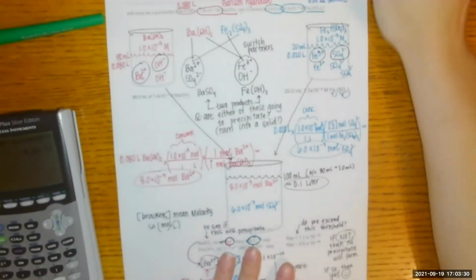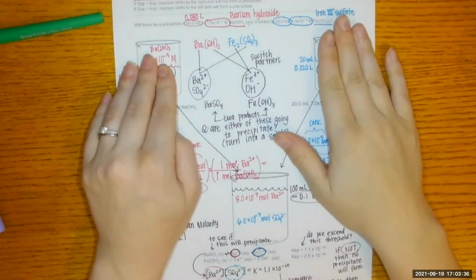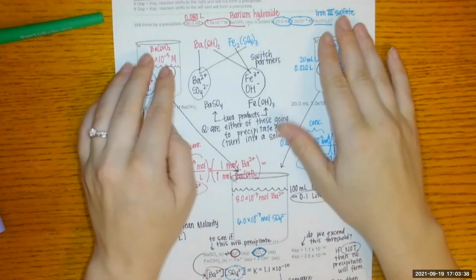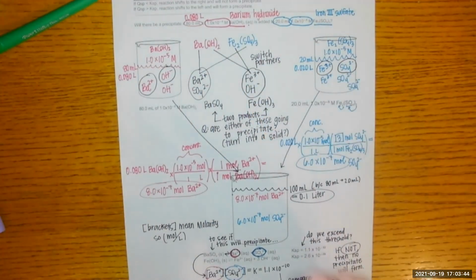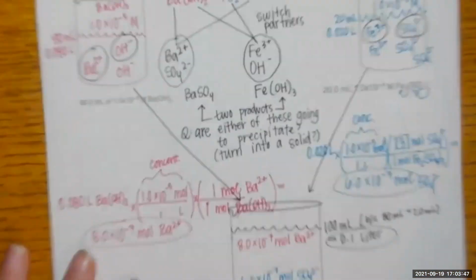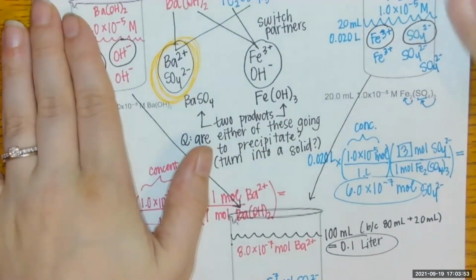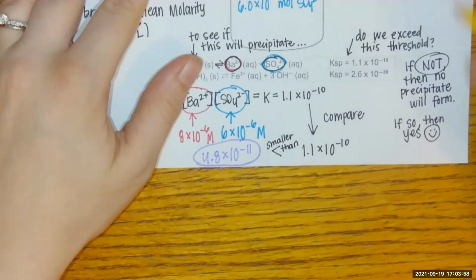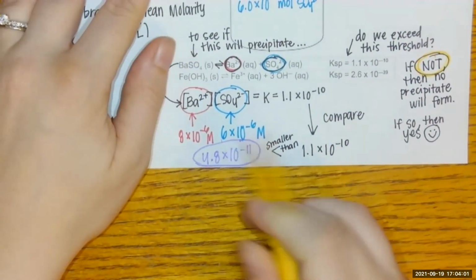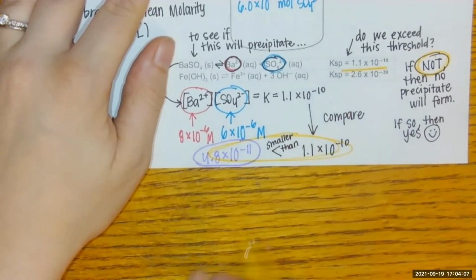So again, big overview. Barium hydroxide, iron sulfate. We're swapping the partners. Our potential solids that could form are barium sulfate. That was one of the potentials. Did that one actually make it to be a solid? No, it didn't, because what we got for the barium sulfate was smaller than the threshold.